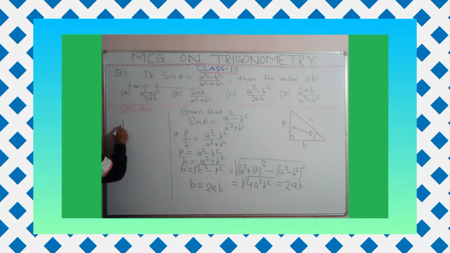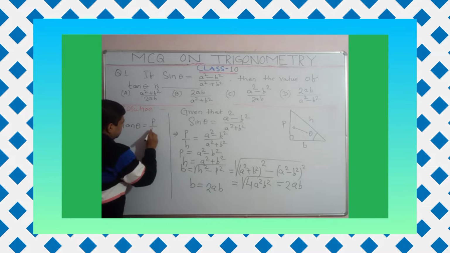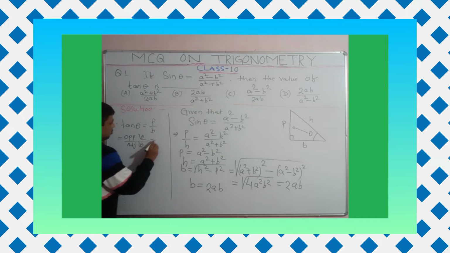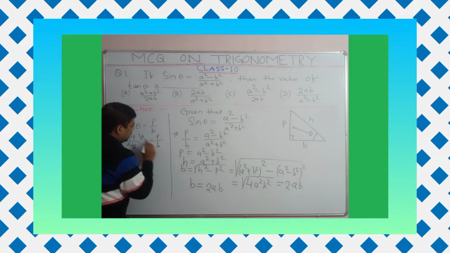Hence tan theta can be written as perpendicular by base, P by B, that is opposite side to the acute angle theta divided by adjacent side to the acute angle theta, which is known as the perpendicular, opposite side, by base.